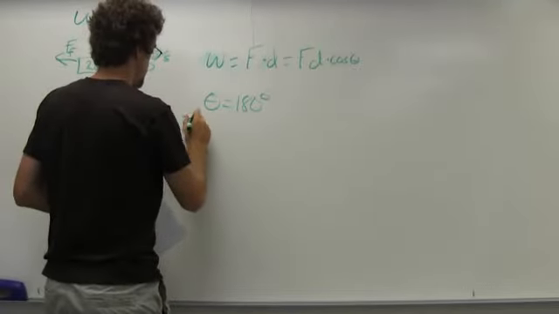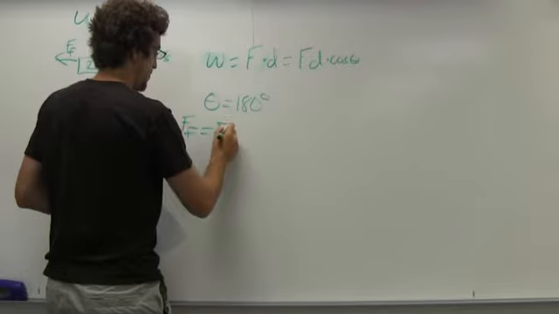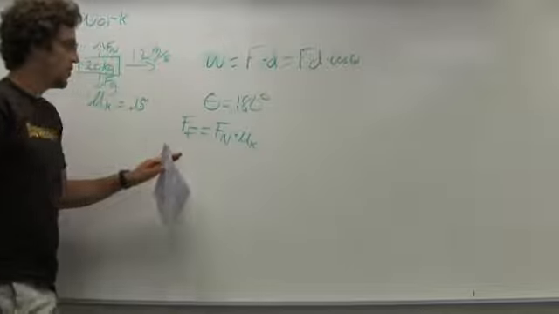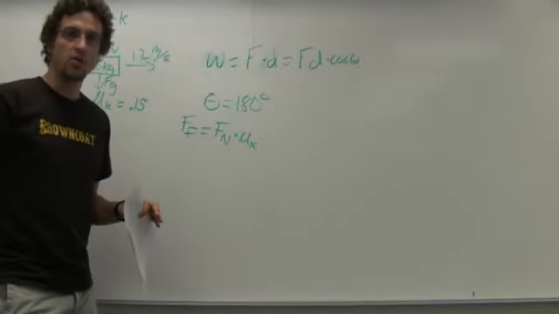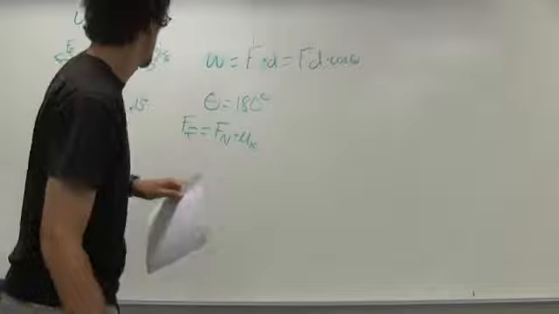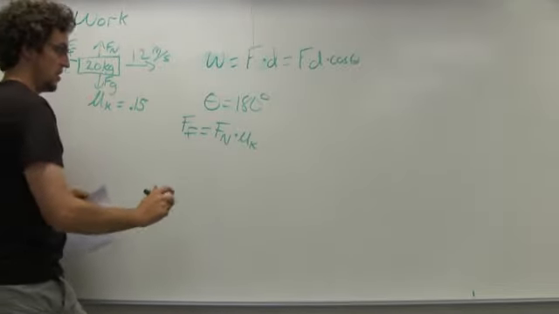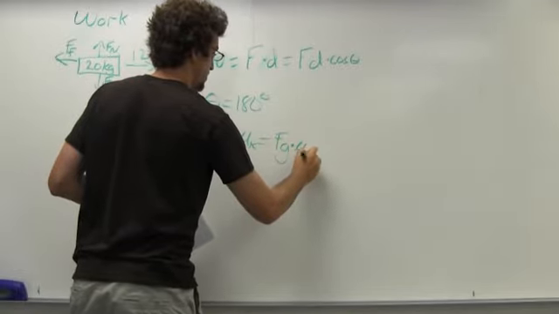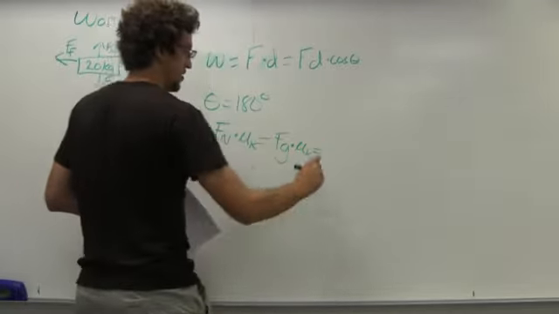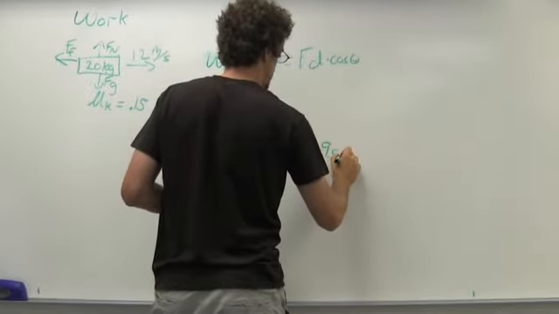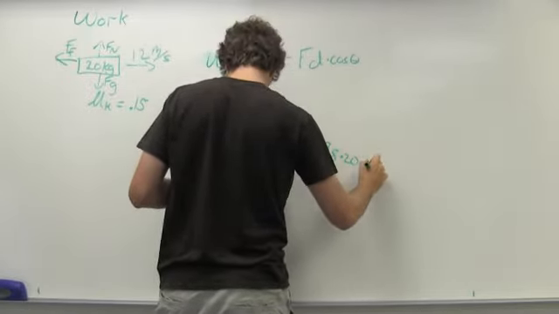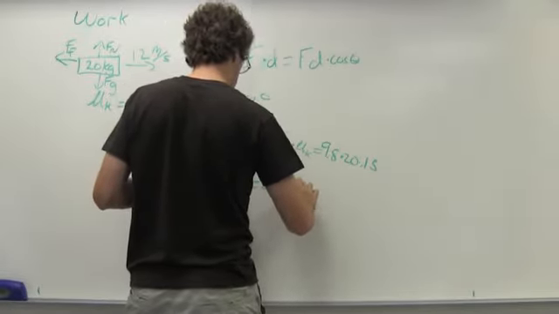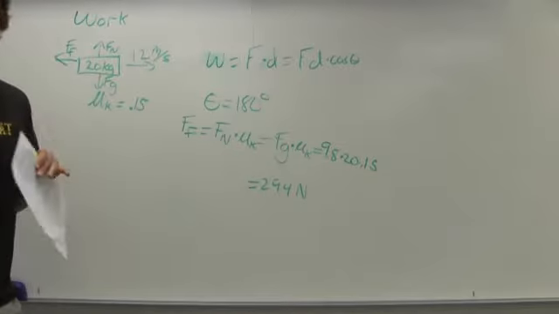Next, look at the force of friction. Okay, it's equal to the normal force times the coefficient of friction. We know the normal force is just going to be equivalent to the force of gravity, because in this case they're the only two vertical forces. Alright? So we have m times gravity times uk equals 9.8 times 20 times 0.15, and that gives us 29.4 newtons.